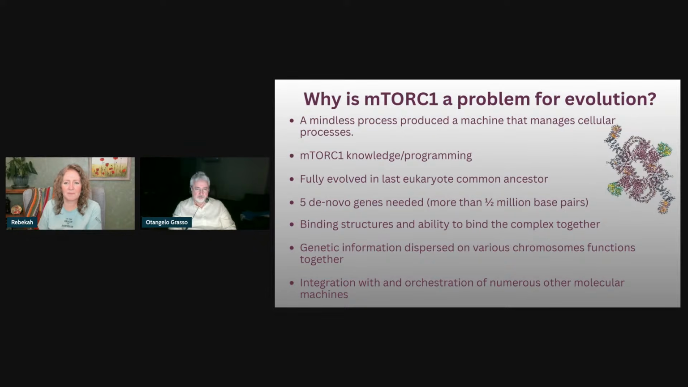Then it has to have the correct binding structures and the ability to bind together. These proteins that come together are made separately. So this is dispersed genetic information on various chromosomes. And yet, how did it know that it needed to build and come together?